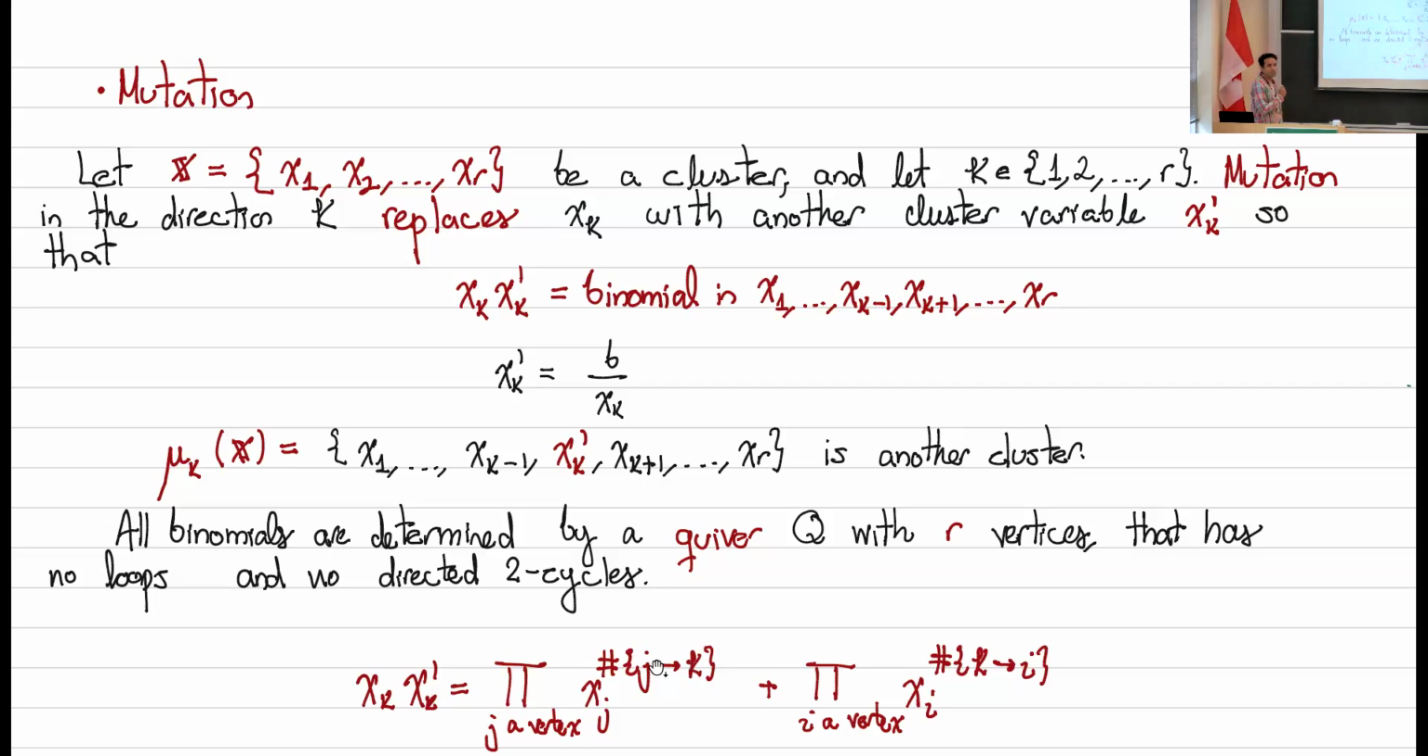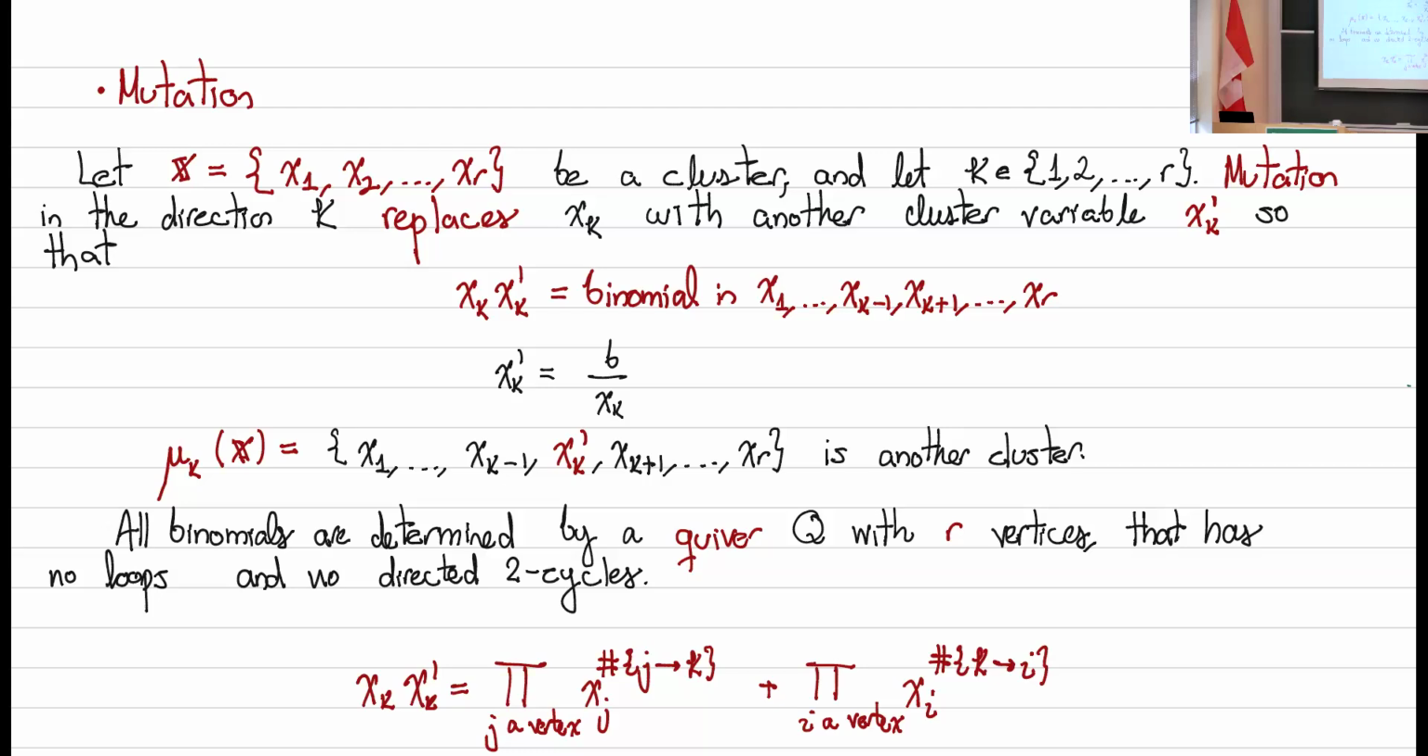So if you're mutating different variables, can you choose different quivers for every variable? No, no. It has to be the same quiver that works for all variables. The same quiver here has to work for all variables. So that's what I mean when I say that it cannot just be any collection of binomials. There are some restrictions here.